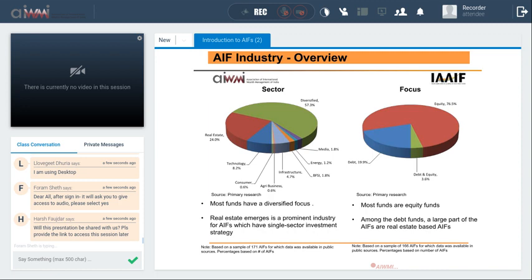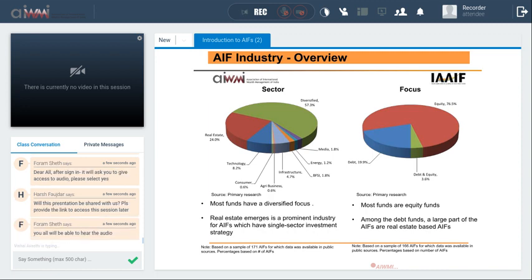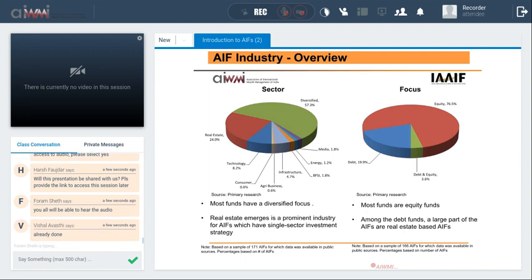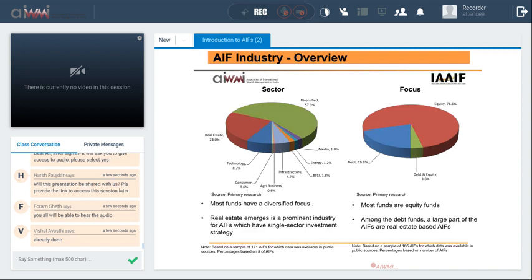Now that's in terms of the sector. Now if you look at in terms of the instrument where they invest, predominantly AIFs are equity based, about 75 odd percent, but you also have quite a substantial number of AIFs which only do debt, right? And you have AIFs again which have a balanced approach as well, which invest both into debt and equity.